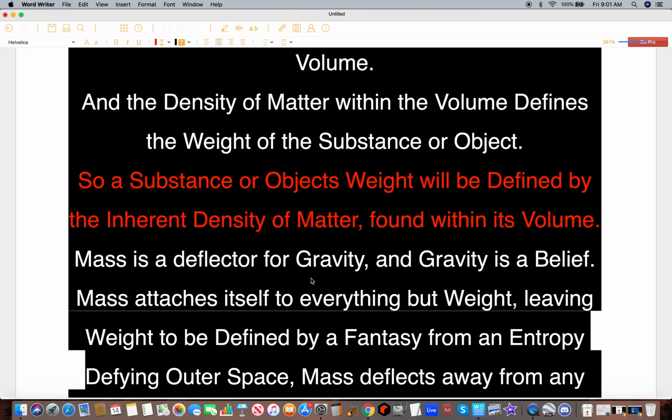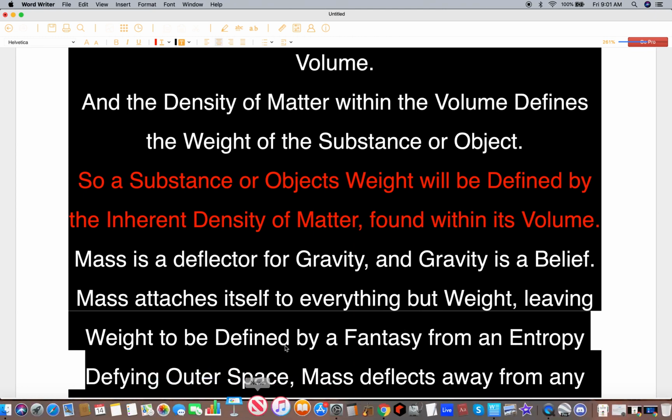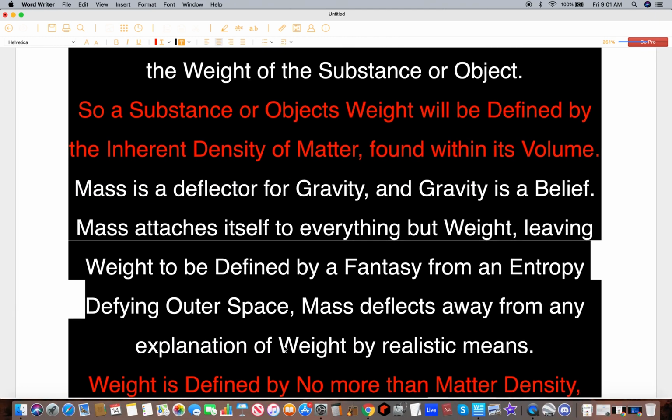It's always kept separate from weight, as they need weight to be defined by a gravitational force or effect now. It used to be force, now effect. And gravity is a belief. It's just a belief, but they need weight to be separate from mass. Mass attaches itself to everything but weight, right? It wants to be everywhere, but it won't be part of weight, leaving weight to be defined by a fantasy from an entropy-defying outer space, right?